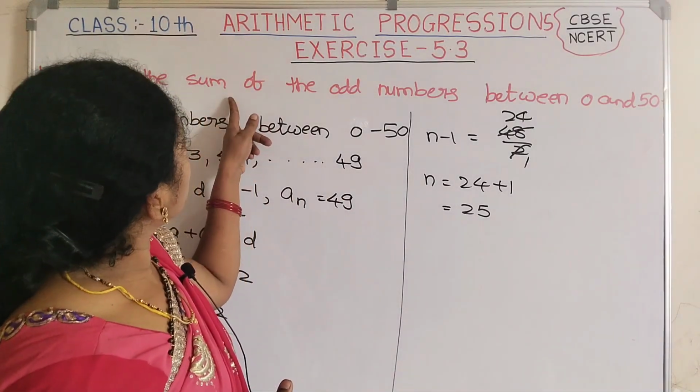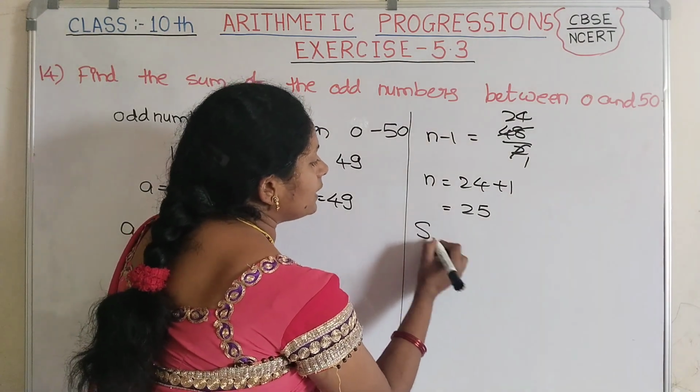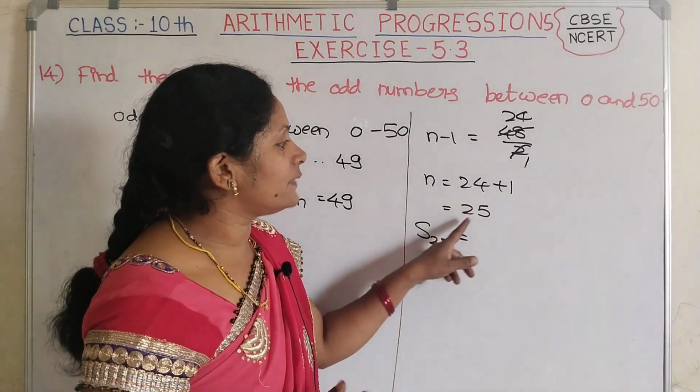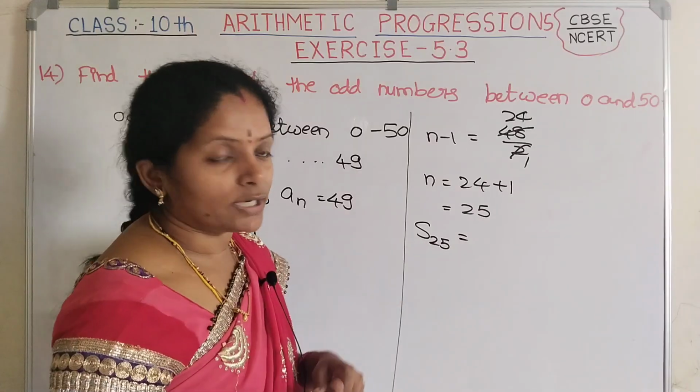Next, we have to find out the sum of the odd numbers. Means yes, 25 we should get, because how many terms are there? 25 terms are there. All what kind of numbers? These are the odd numbers.